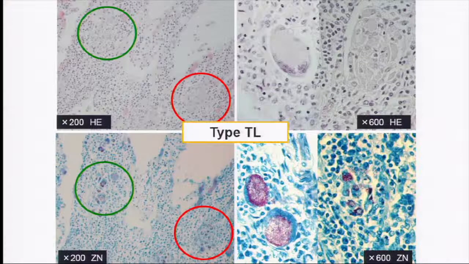This is TL-type area. This is showing the combined characteristics of tuberculoid type and lepromatous type. The green circle shows multinucleated giant cells as T-type lesions. And the red circle shows the accumulation of epithelioid cells as L-type lesions. Many acid-fast bacilli are observed in these cells by the ZN staining.